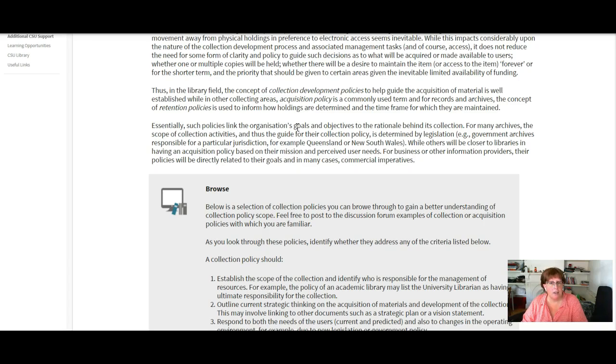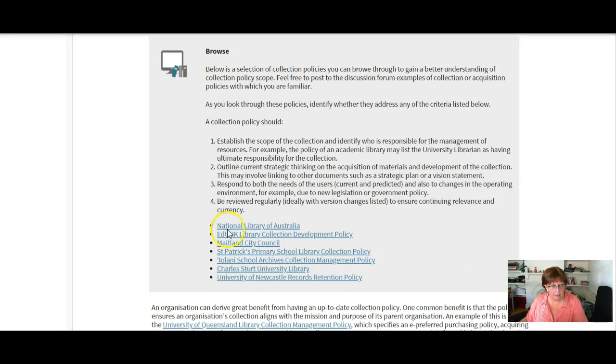So when you start looking for some policies to have a look at, we've got a whole bunch of them here for you. What have we got there? 7. And there's a whole range there, really huge ones, huge libraries, and some smaller ones as well. But you'll see that some of them are called collection policies, some of them are called management policies, and some of them are called development policies. So effectively those terms are interchangeable. But if you're being really strict about it, a collection development policy is a subset of a collection management policy. But it doesn't always work out that way in real life.